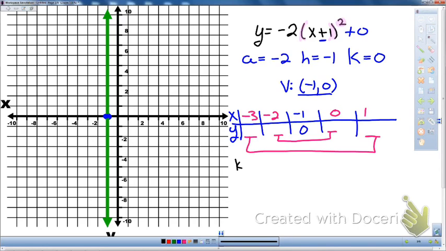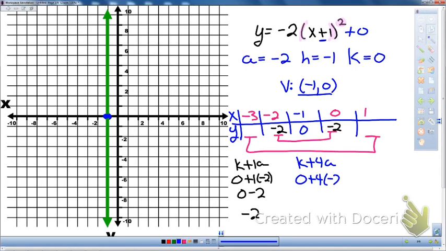The first shortcut pattern says k plus 1a. K is 0 plus 1 times negative 2. Well, 0 minus 2 is negative 2. The second part of our pattern is k plus 4a. K is 0 plus 4 times negative 2, the a value. 0 minus 8 is negative 8. Negative 8 goes into our table.